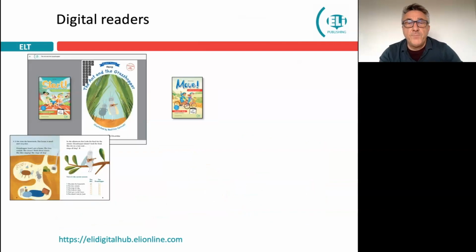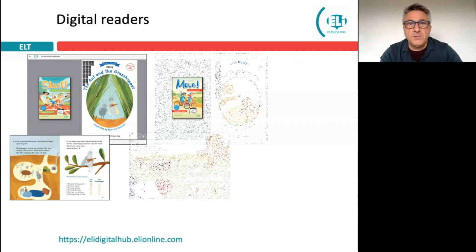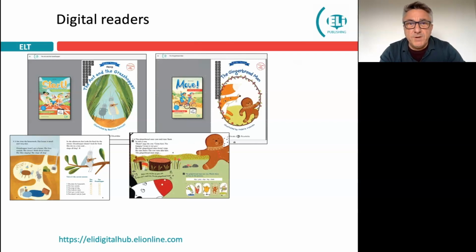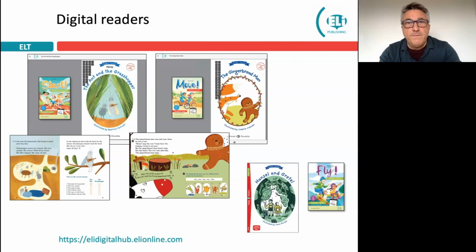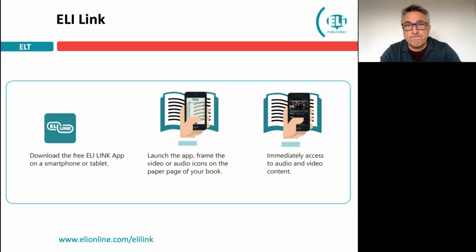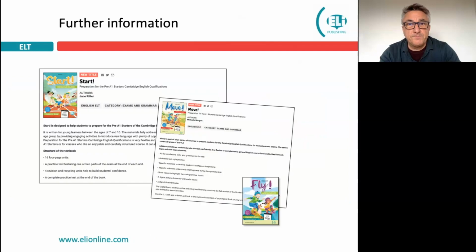And there are readers too. Each book, Start, Move and Fly, has its own digital reader. You have the Ant and the Grasshopper in Start. Move, you have the Gingerbread Man, and then in Fly you will have a digital version of Hansel and Gretel. Ellie Link is a wonderful app that you download for your smartphone, and when you point the camera at the pages, it will bring up the audio files that you can play on your phone.